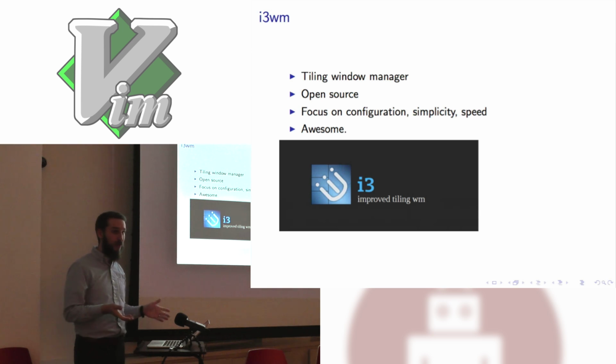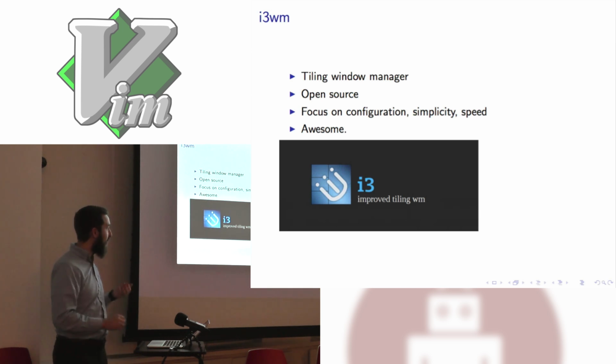i3 is an open source one. There's lots of different ones, right? Mac and Windows, they each just have one, right? One way of managing your windows. You have to drag them around and position them, unless you have some fancy software. But i3 tiles stuff automatically, it's open source, and it's configurable just like Vim, and it is awesome.